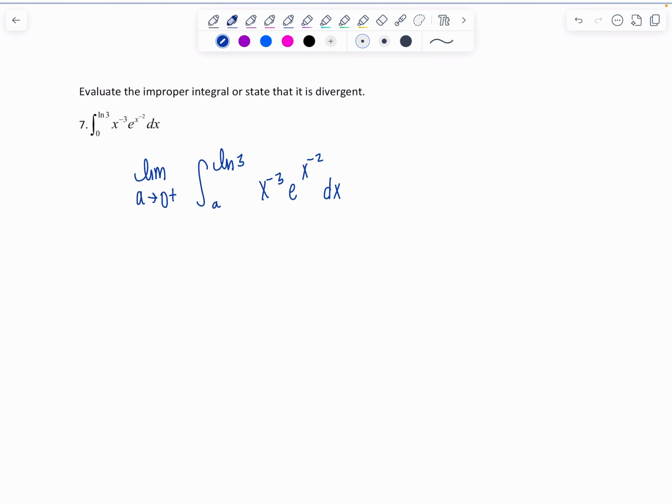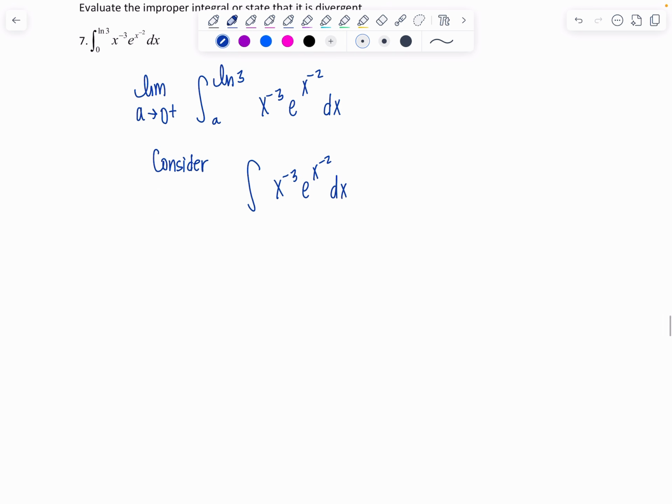Now I totally let them, if they just wanted to get the antiderivative nice and clean, and then plop everything back in, so the notation's not so tedious. They could write consider an indefinite integral. And then you could do the u sub here. So let u be x to the negative second. Then du would be negative 2x to the negative third dx. So this is going to be negative 1 half integral of e to the u du, which is negative 1 half e to the x to the negative second plus C.